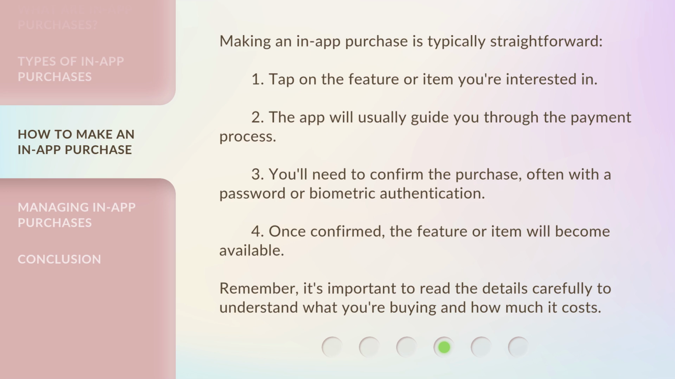Making an in-app purchase is typically straightforward. 1. Tap on the feature or item you're interested in. 2. The app will usually guide you through the payment process. 3. You'll need to confirm the purchase, often with a password or biometric authentication. 4. Once confirmed, the feature or item will become available. Remember, it's important to read the details carefully to understand what you're buying and how much it costs.